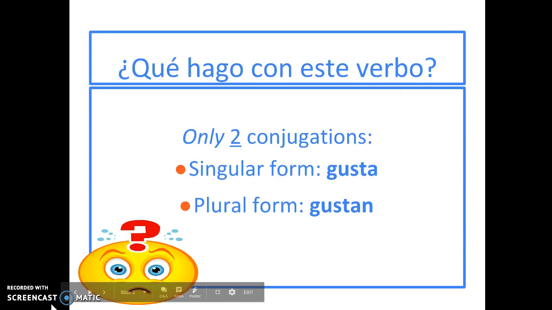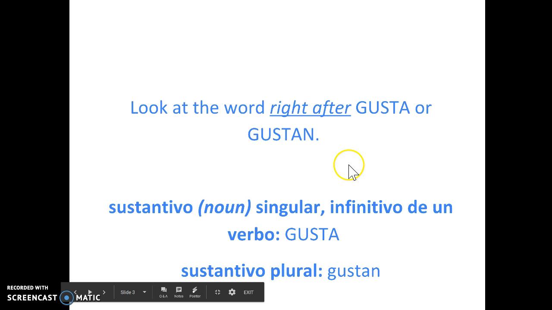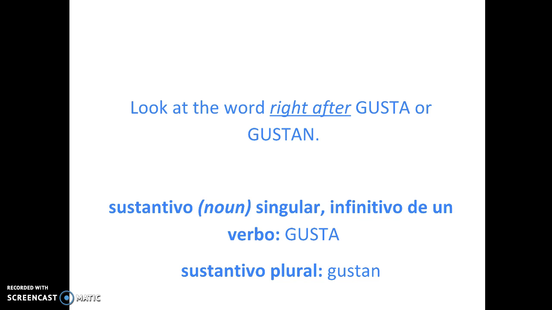Now, on to the details of how we use the verb gustar. The first thing you need to remember is that there are only two conjugations. You can only use gusta or gustan when conjugating gustar. Gusta is the singular form, gustan is the plural form. You also need to remember that you're not looking for a subject pronoun, a yo, tú, él, ella, or usted, to decide how to conjugate this verb.